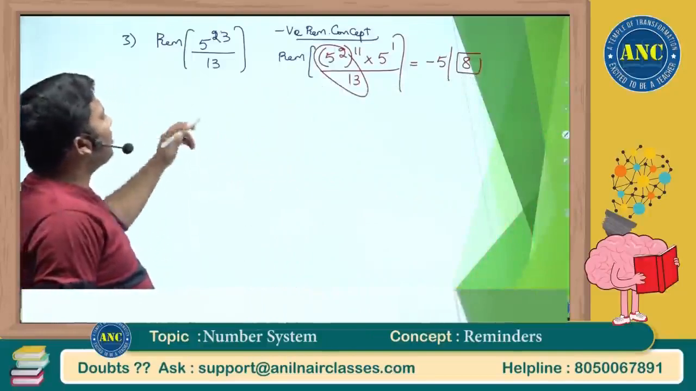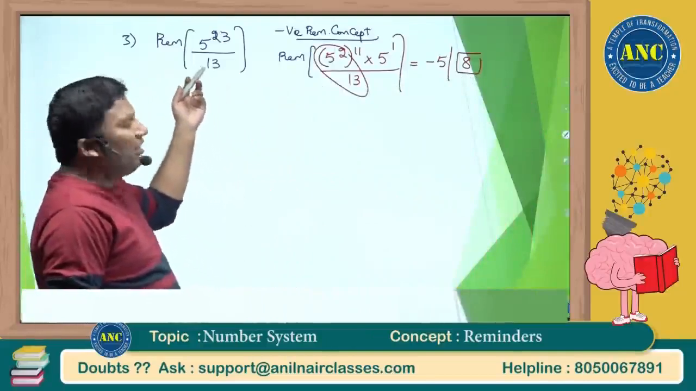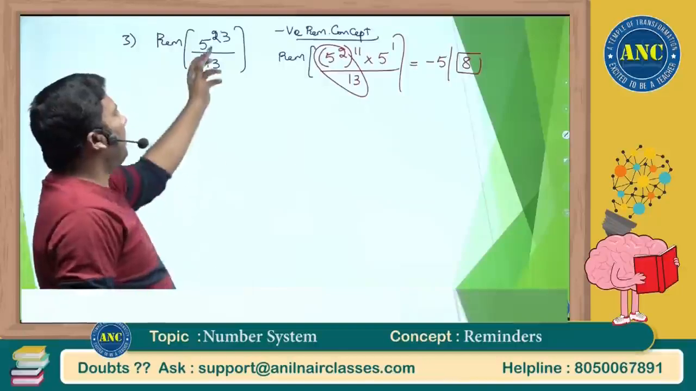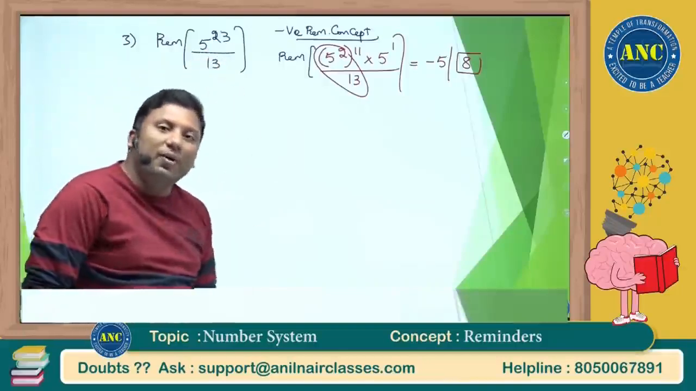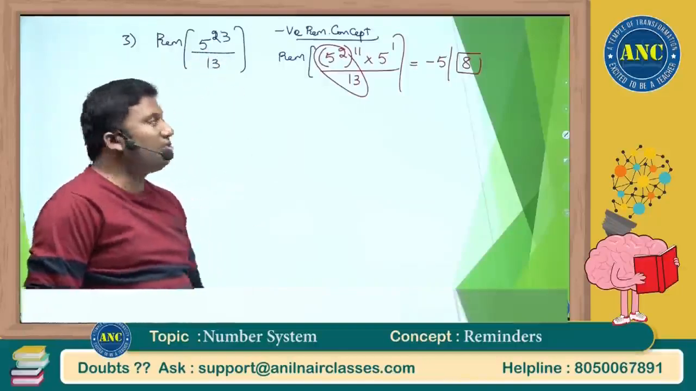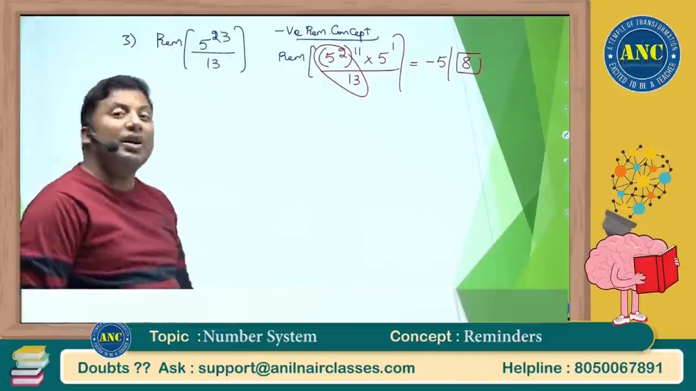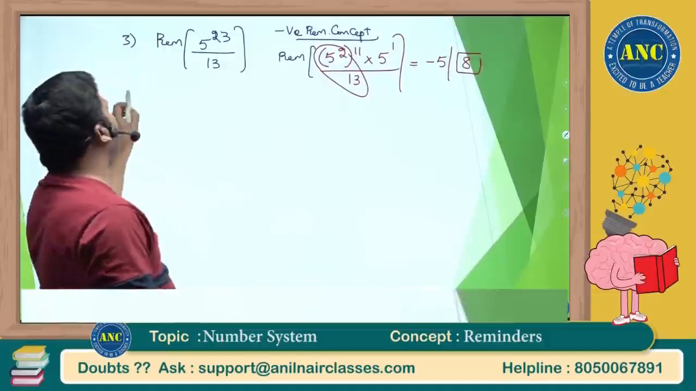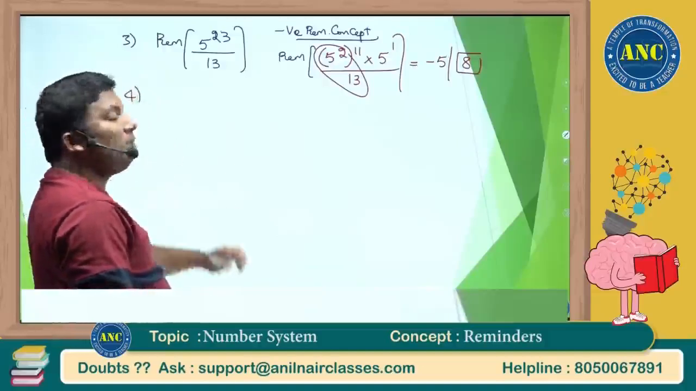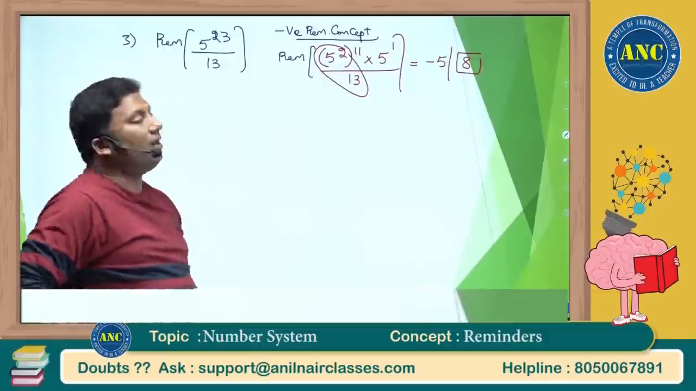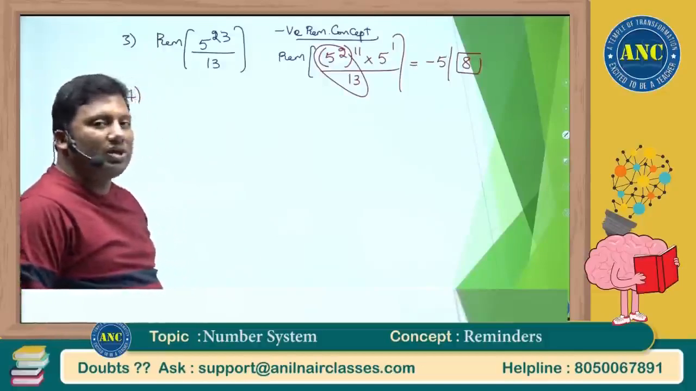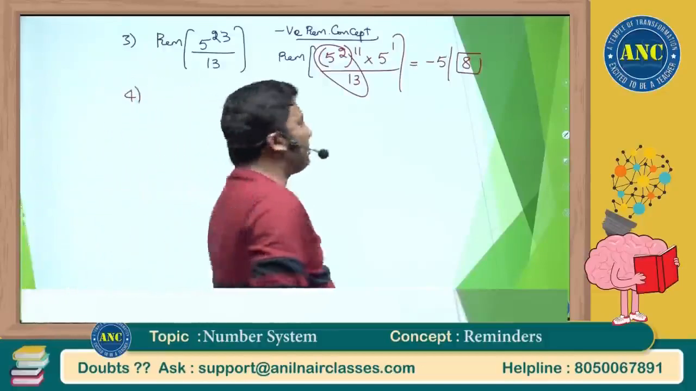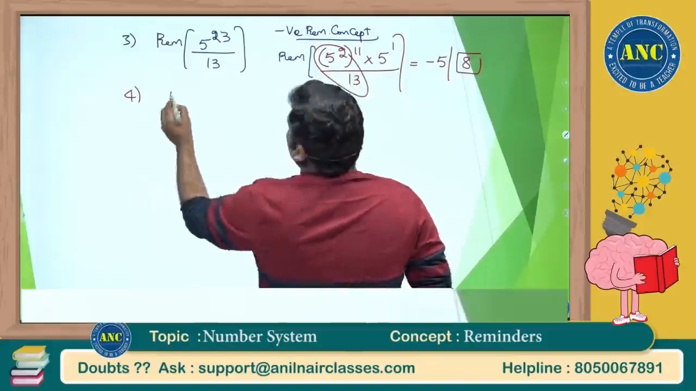Very, very easy question. In fact, Fermat's theorem will take a little more time. 13 means the power is 12. 5 power 24 by 13 is 1. The question is 5 power 23, so coming back will be a little cumbersome. So for certain problems where the denominator is a prime number, negative remainder seems to be a very interesting logic.